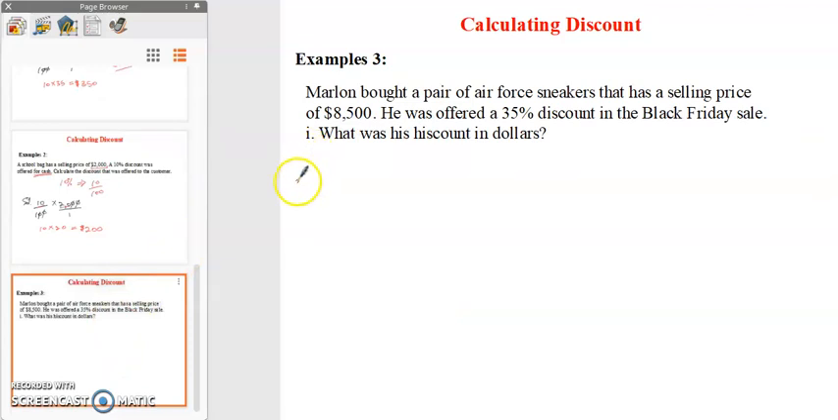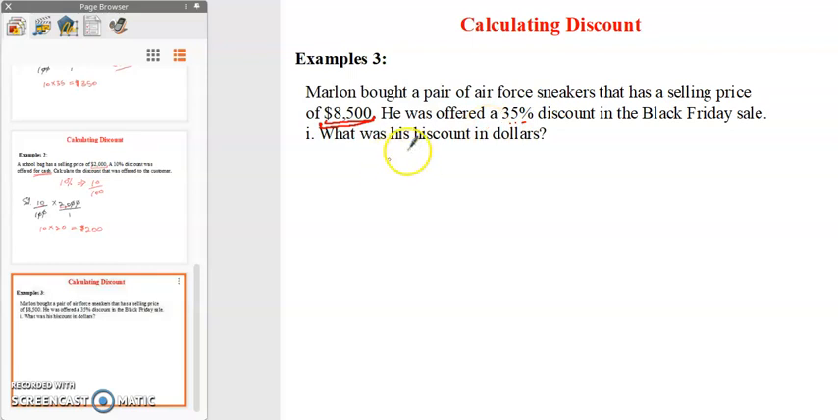Example 3. Marlon bought a pair of Air Force sneakers that has a selling price of $8,500. So $8,500 for the sneakers. He was offered a 35% discount in the Black Friday sale.